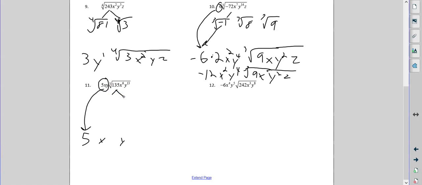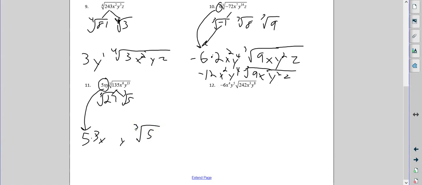135, obviously 125 will not go in. 135 divided by 64 will not work. But if we divide by 27, we get 5. So this is 27 and 5, both again cube roots. The cube root of 27 is 3. So we need a times 3 there. This is going to stay on the inside.